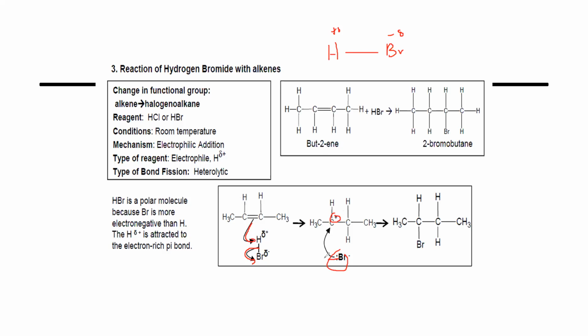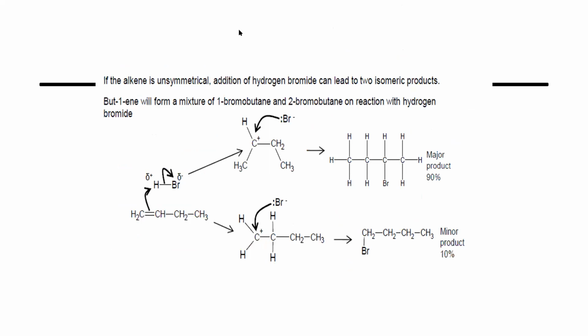Then the bromide, which has a lone pair, is attracted towards the carbocation and results in the formation of the product. This is a symmetrical alkene. When we say symmetrical alkene, it means the two carbons which have the double bond have identical carbon chains. But if it is asymmetrical, it does not have a symmetry, then two possibilities are there. You can see butene. In butene, one of the carbons has only one carbon chain, but the second carbon, which has the double bond, has two carbon chains attached to it.